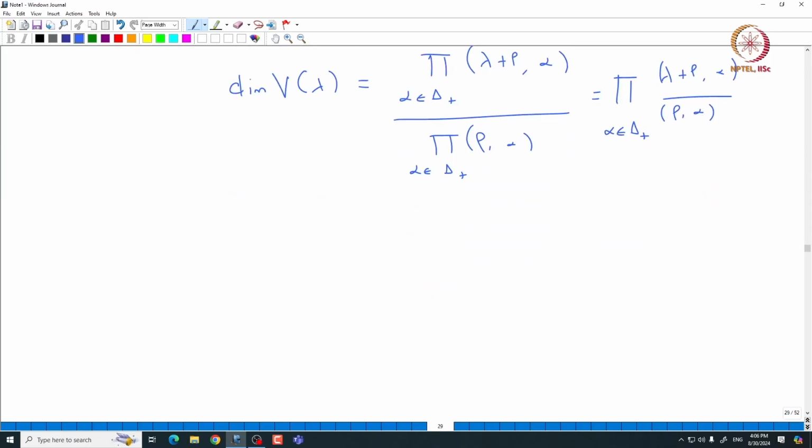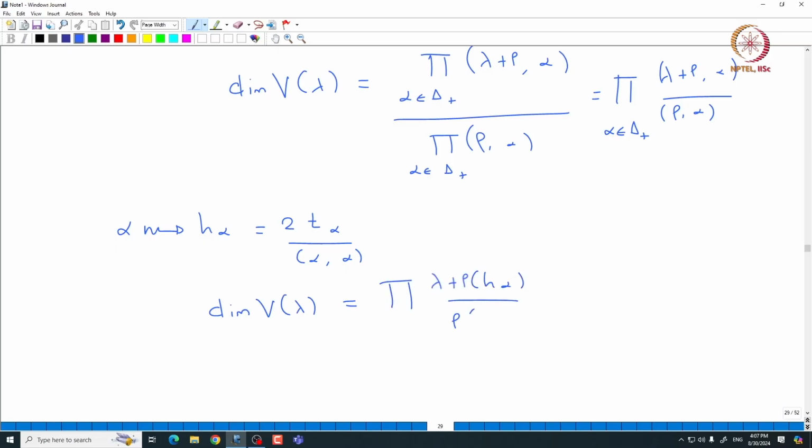So, now note that we can also replace alpha by h alpha. If you replace alpha by h alpha, the identification is that h alpha is just given by twice t alpha divided by (alpha, alpha). If you use that, you can also rewrite this dimension in terms of the pairing. Then this is exactly the product of (lambda plus rho)(h alpha) divided by rho(h alpha), alpha in delta plus. So, this is just immediate.